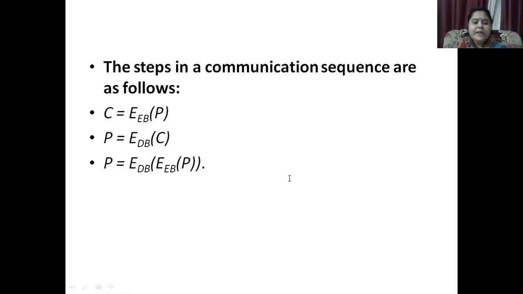Now, second, B receives this message and decrypts it with its private key DB to retrieve the plain text, that is P = DDB(C). Last, since the original message P is retrieved from the ciphertext by the decryption operation, it follows that P = DDB(EEB(P)), that is, the plain text.